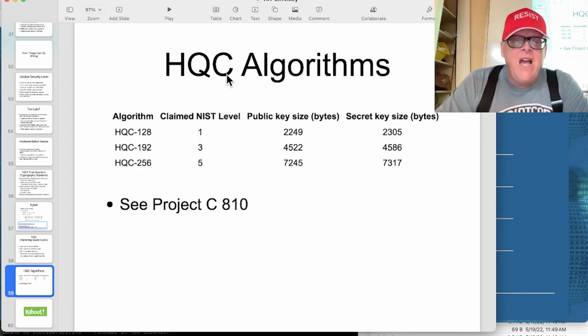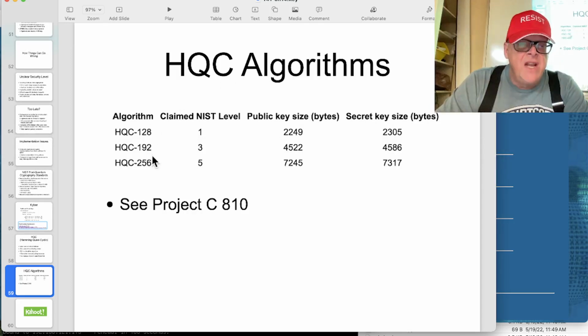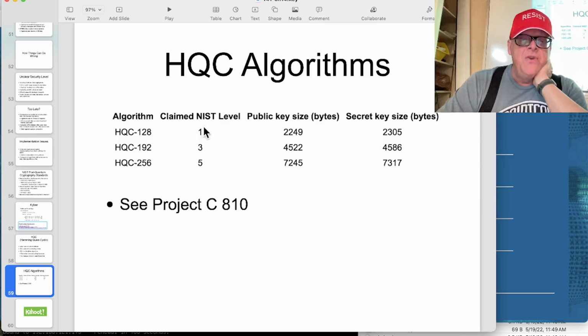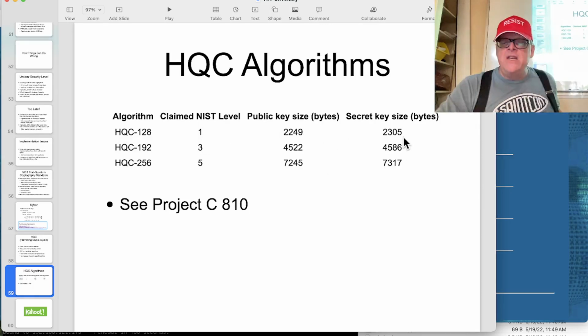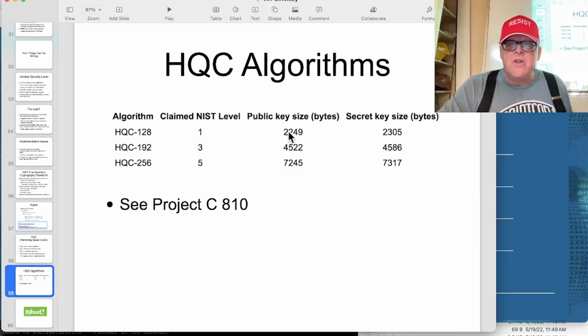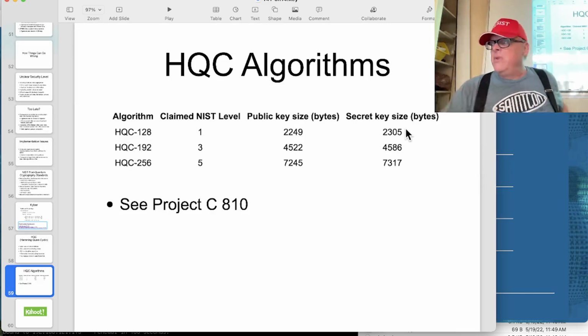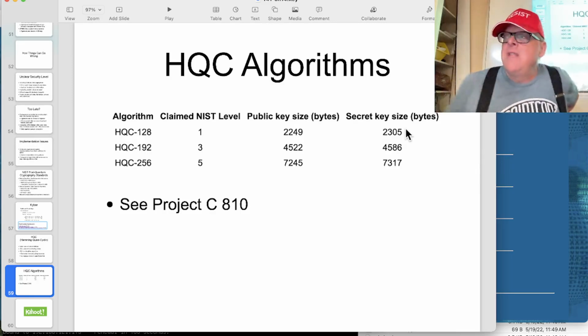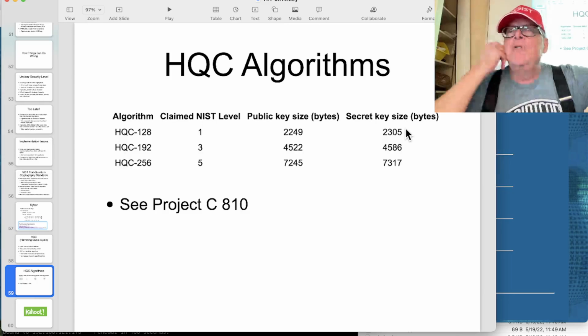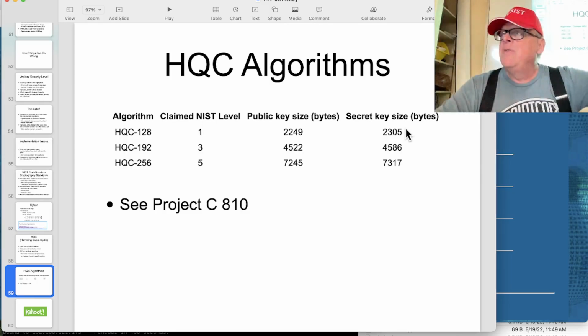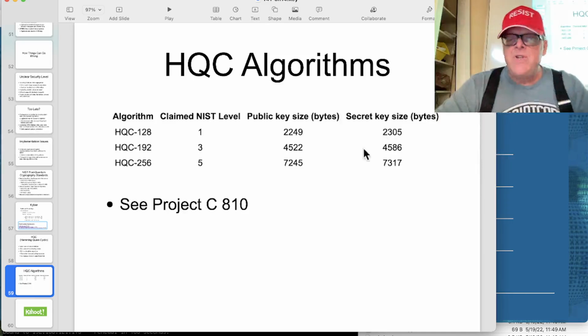So the HQC algorithm has various levels, 128, 192, and 256, and those have claimed security levels and longer public keys. But like I say, the smallest security, which is roughly like AES 128, has only about 2,000 bytes for the keys, which is not too unreasonable, considering that an RSA key now is 2,048 bits. Now it's supposed to be going up to 4,096 bits. It's not much bigger than an RSA key, which is nice.